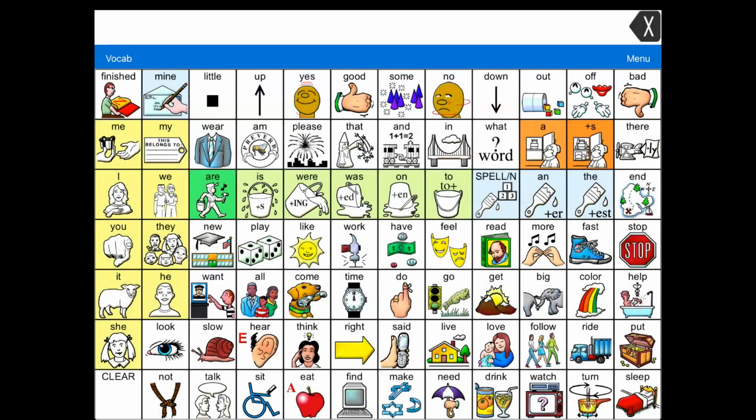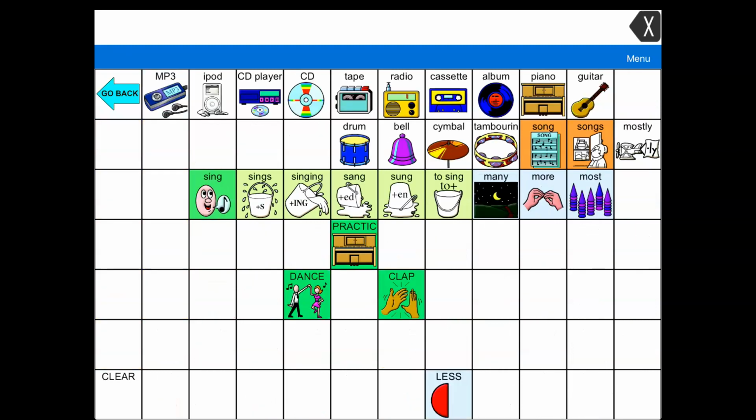The next button is more. Notice that it has the hands signing more, as well as some music notes above it. So that tells you a little bit about what we're going to find underneath it. And we come under more and look across the top. Lots of music words. We also get some verbs that are associated with music.